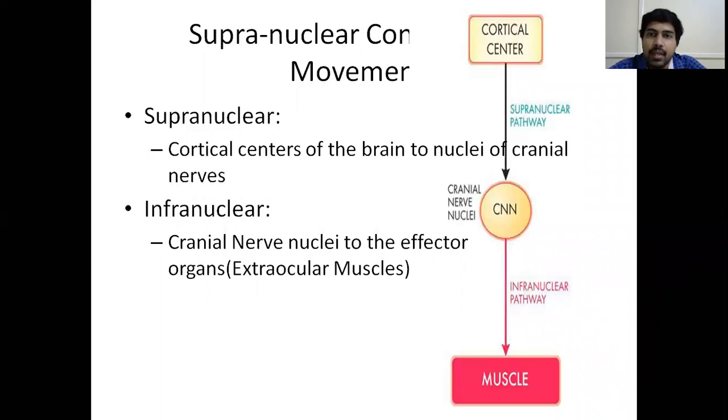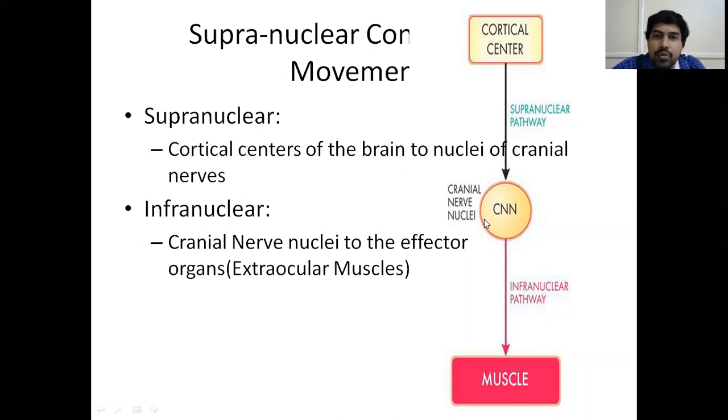So you have the motor muscles, all the motor activities present in the cortex area. That is in the precentral gyrus. In the precentral gyrus, you have all these cortical centers for the skeletal muscles. So here there is a cortical center in the cerebral cortex. From the cerebral cortex, the neurons go to the cranial nerve nuclei. CNN means cranial nerve nuclei.